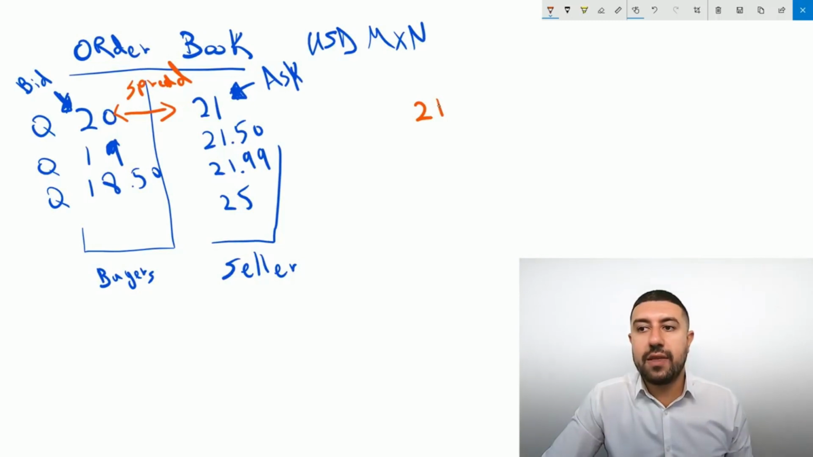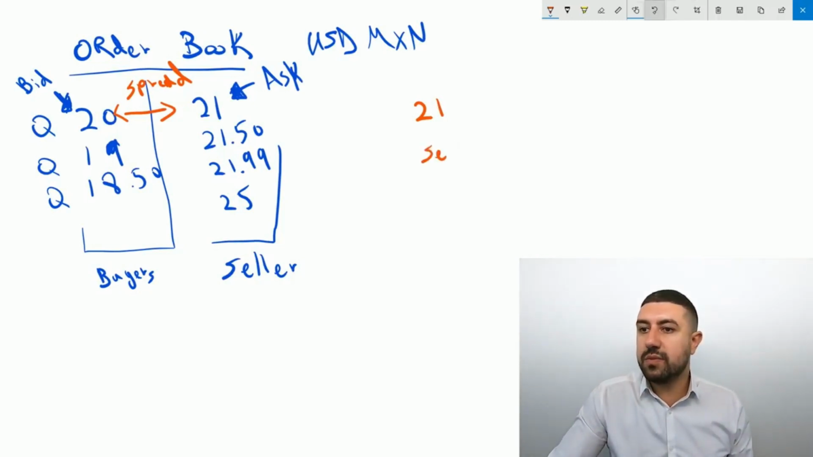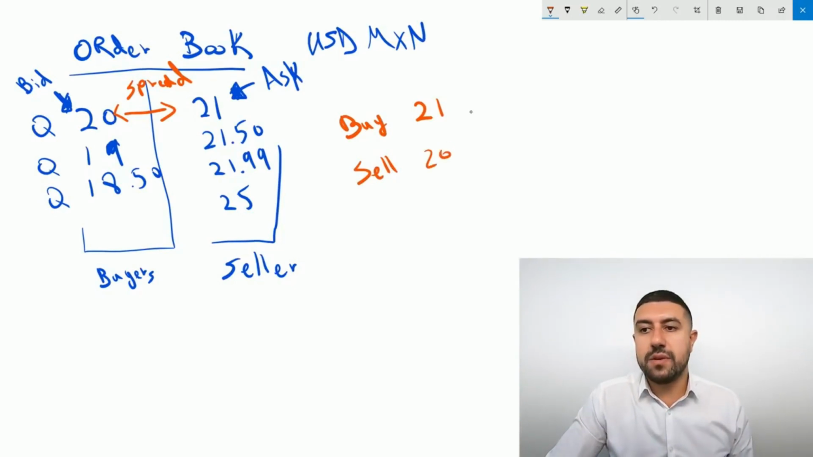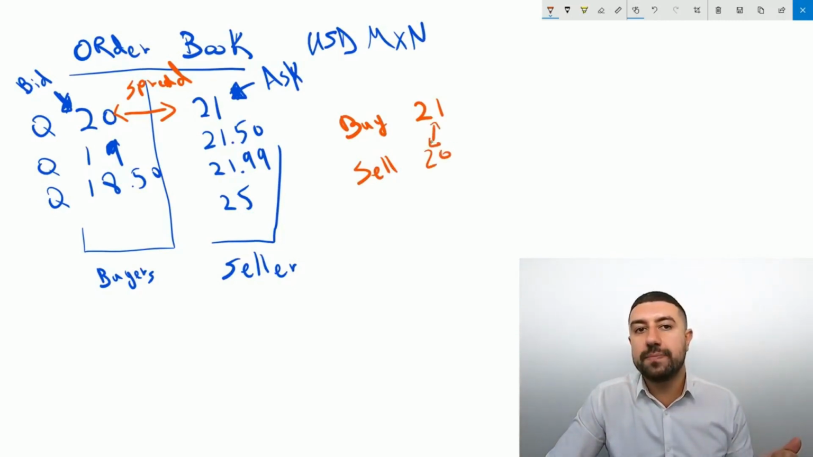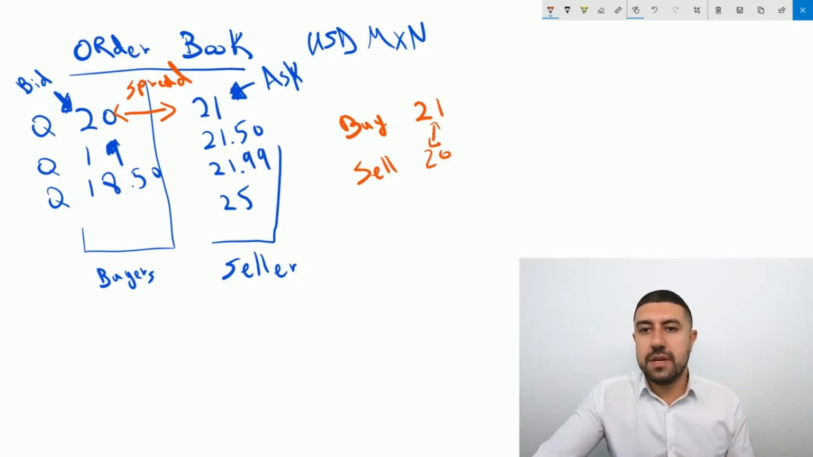So you buy at 21 and you sell it at 20. So you lost the spread. So the spread is your commission. Okay? So you want something that has a low spread, right?